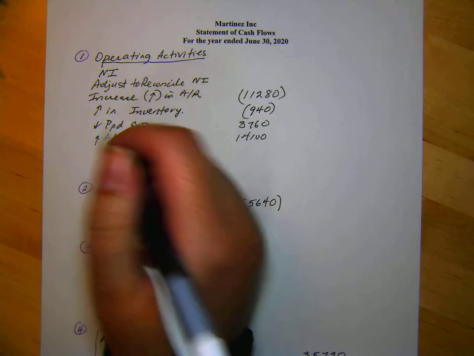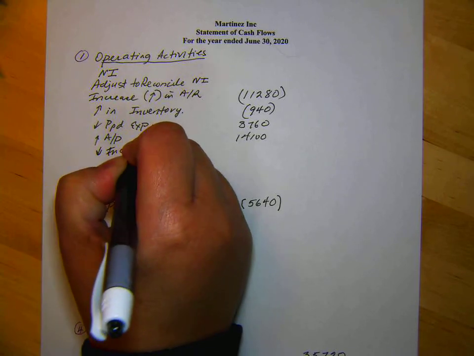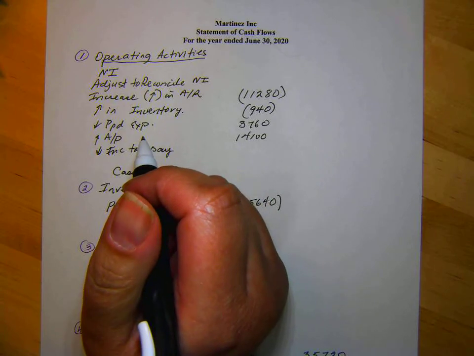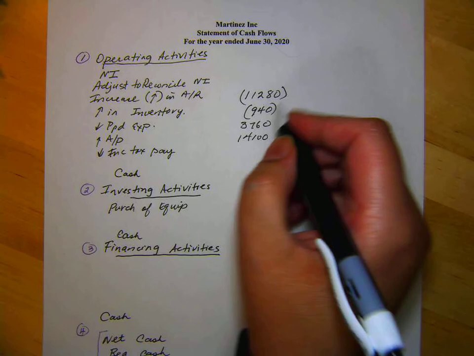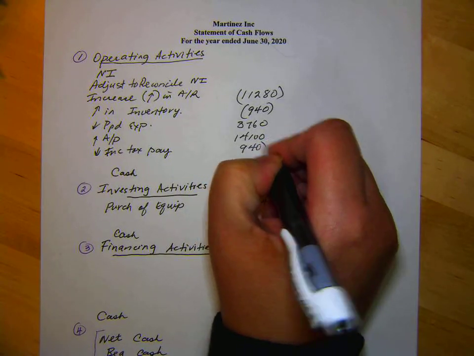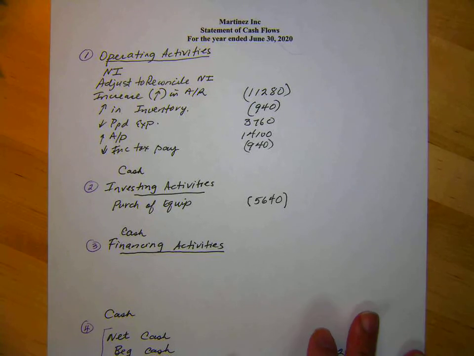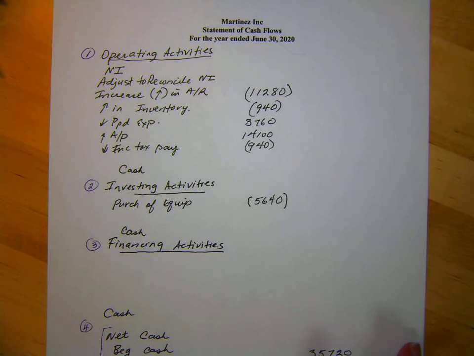Then we have income tax payable, and it went down by 940. So you spent more than you expensed, so you have to decrease your cash even more. Dividends payable is already taken care of.